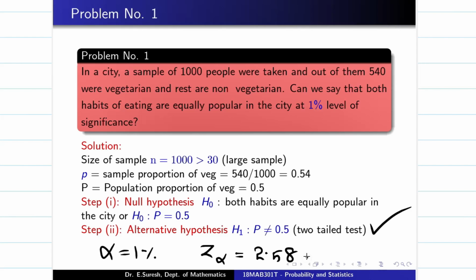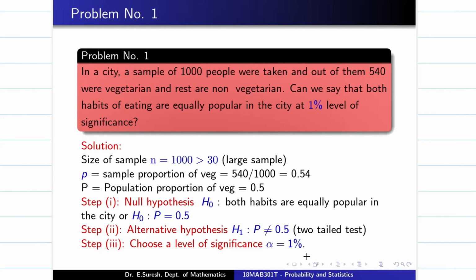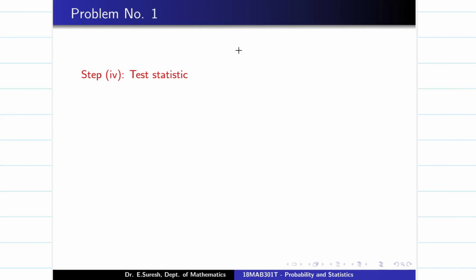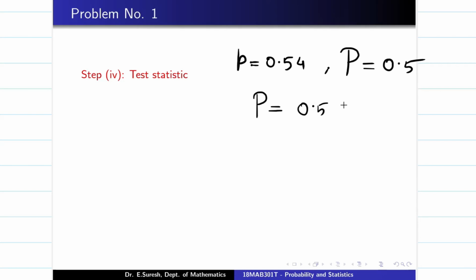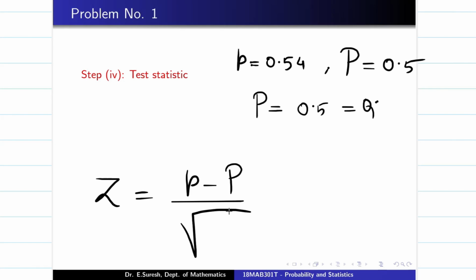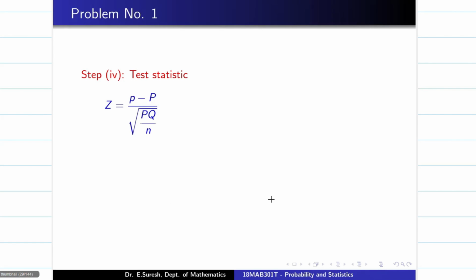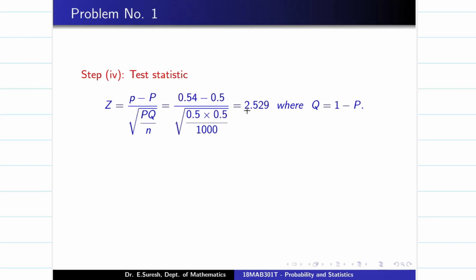I can go like this. Now we have to go for the test statistic. Small p is 0.54, capital P is 0.5, then Q is also 0.5. So Z is equal to (p minus P) divided by the square root of PQ by N. Let us substitute this, guys. Take your calculator and solve the values.